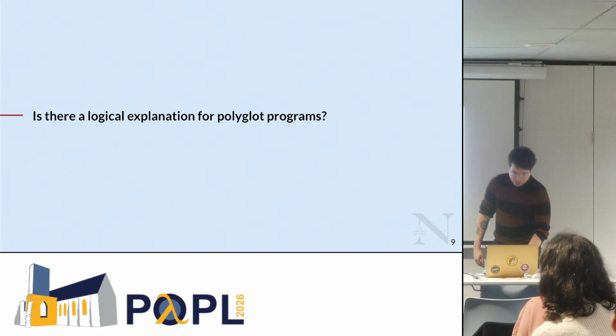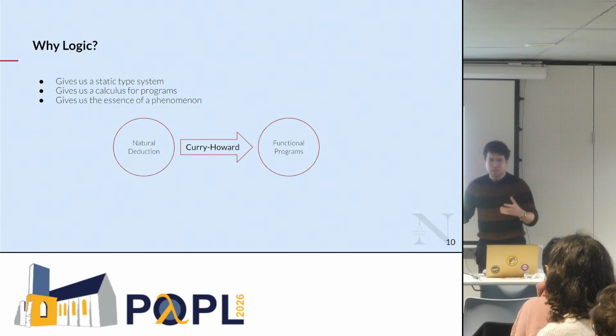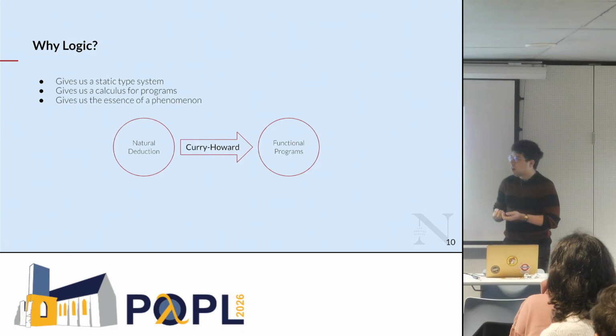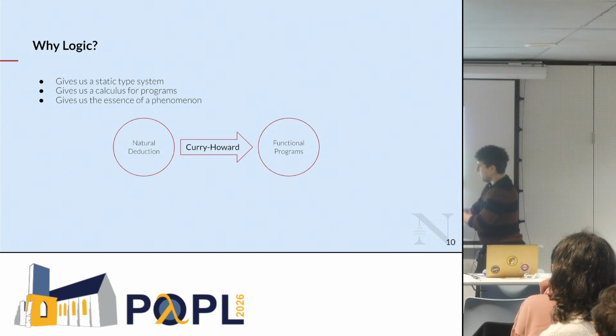I come from the sort of tradition of Frank Pfenning and folks like that. It's kind of a different style than the folks who talked right before me. But regardless, what we're interested in is this sort of Curry-Howard correspondence and thinking about how to use a logic to give rise to a static type system, a calculus for programs, and to understand the essence of some sort of phenomenon. And in particular, I'm interested in taking a natural deduction system and an intuitionistic logic and putting it through the CH pipeline and getting a functional program.